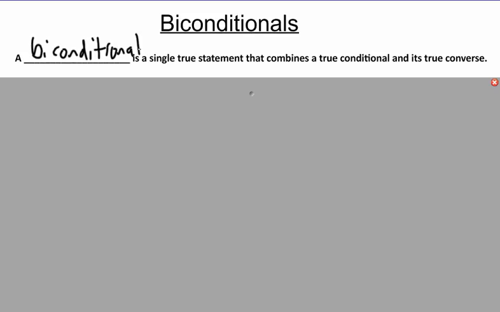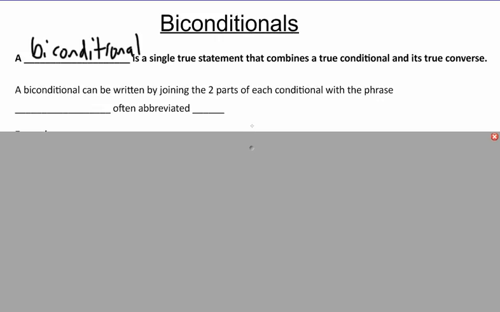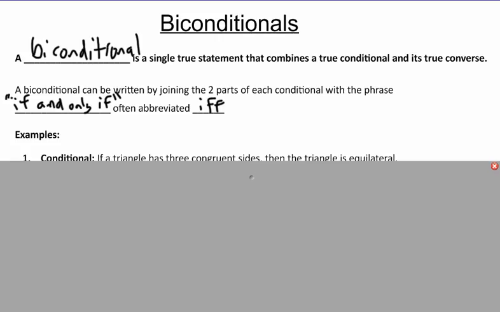To start, a biconditional is a single true statement that combines a true conditional and its true converse. Now remember, the converse is just the reverse, so flipping it around. A biconditional can be written by joining the two parts of each conditional with the phrase "if and only if." There are different ways to abbreviate that, but most commonly it's "iff," with two F's.